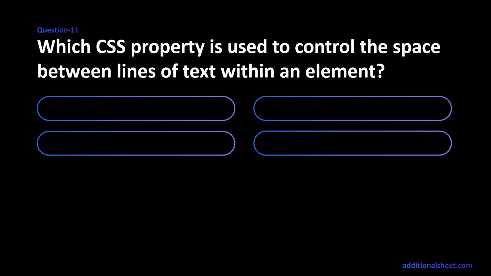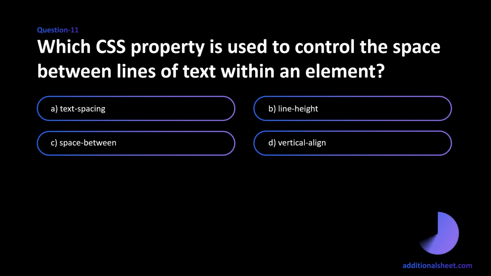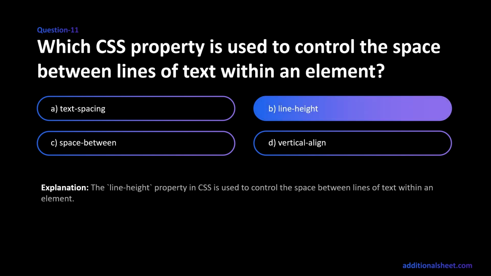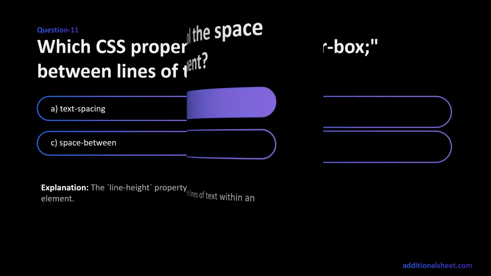Q11. Which CSS property is used to control the space between lines of text within an element? Options are A. Text spacing, B. Line height, C. Space between, D. Vertical align. Correct answer is option B. The line height property in CSS is used to control the space between lines of text within an element.